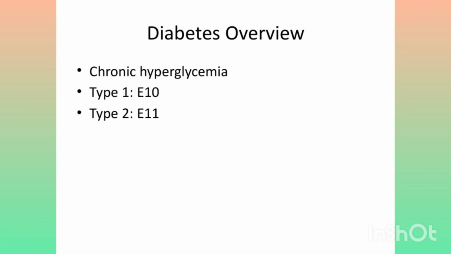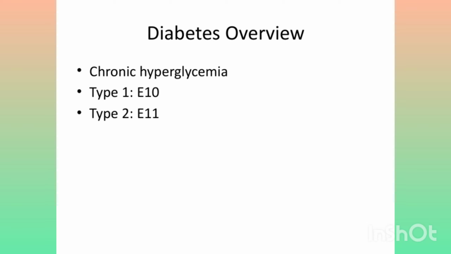Today, I want to talk about chronic hyperglycemia, which is a key feature of diabetes. Chronic hyperglycemia refers to consistently high blood sugar levels over time, and it's a hallmark of the condition. When blood glucose remains elevated, it can cause various complications if not managed properly.